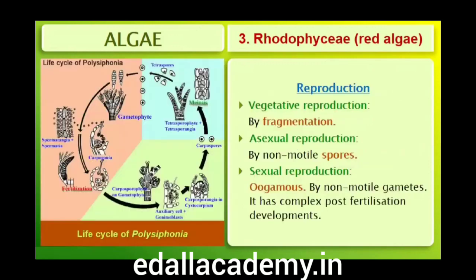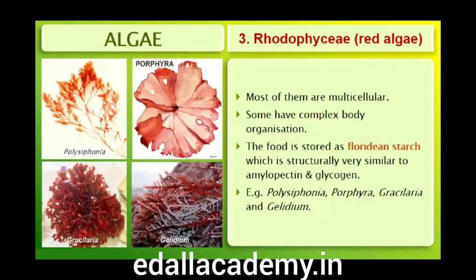The red algae usually reproduce vegetatively by fragmentation. They reproduce asexually by non-motile spores and sexually by non-motile gametes. Sexual reproduction is oogamous and accompanied by complex post-fertilization developments. The common members are Polysiphonia, Porphyra, Gracilaria and Gelidium.